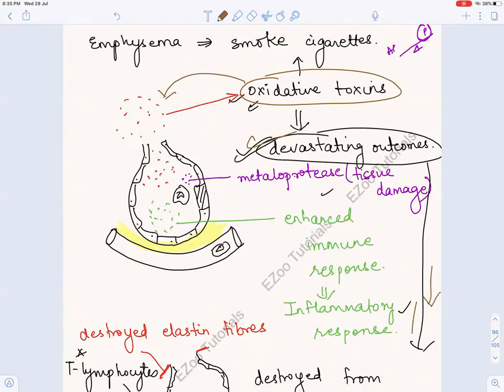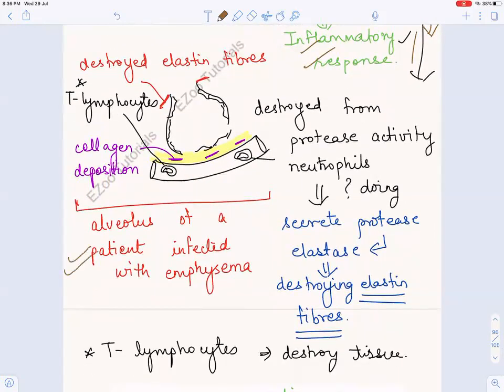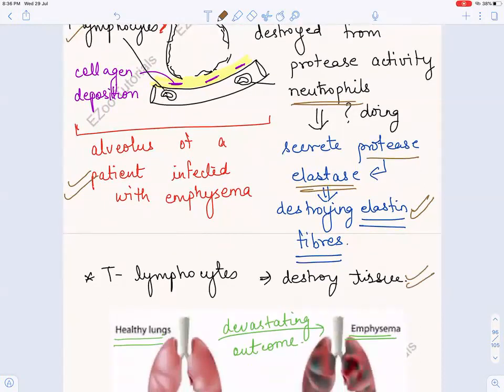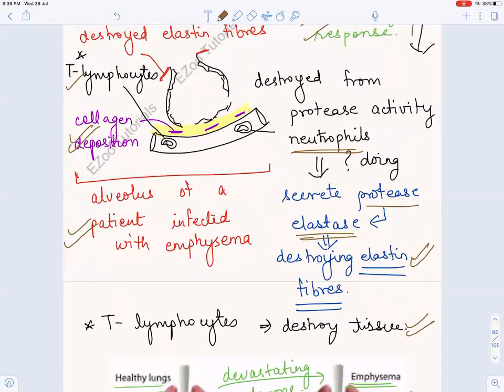Okay, I told you about this metalloprotease that is doing tissue damage, and there is an inflammatory response. Then I told you about this alveolus of a patient infected with emphysema. See how this alveolus has been destroyed. Neutrophils are coming, and they are secreting elastase, a kind of protease which is destroying elastin fibers. There are also T lymphocytes destroying tissue, and there is collagen deposition also. Okay, so we understood emphysema.